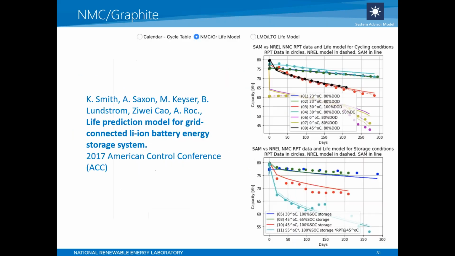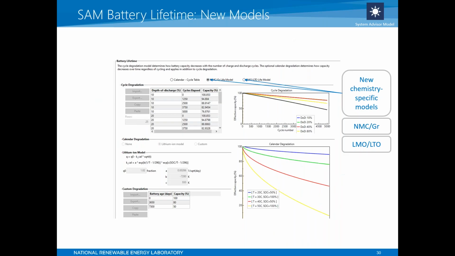The new models are chemistry-specific lithium-ion degradation models. The two of these, NMC graphite and LMO LTO, are implemented behind the GUI and do not use the cycle degradation and calendar degradation inputs. Instead, they are equations that are more complex than lookup tables and are not reported in the GUI.